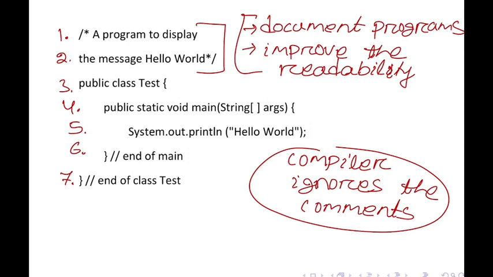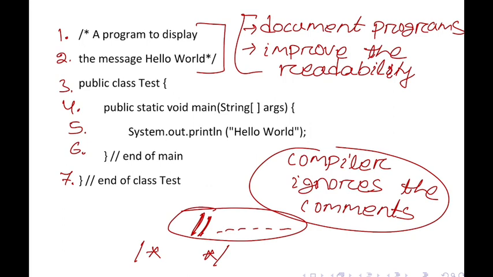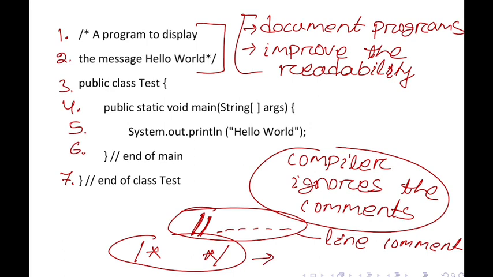So in Java, comments are preceded by two slashes like this. So you can write the comment here following two slashes, or between this slash star and star slash. So this type of comment that follows two slashes is called a line comment, and the second type, this one, is called a block comment.